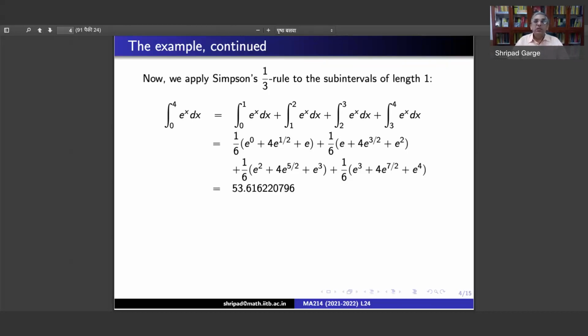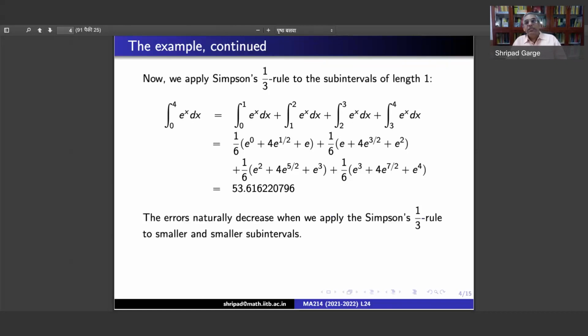Even better than Simpson's rule applied to 2 subintervals. So it's very common and very natural to expect that the error will decrease as you apply Simpson's one-third rule to smaller and smaller subintervals. But the problem then is that you will have to do more computations.